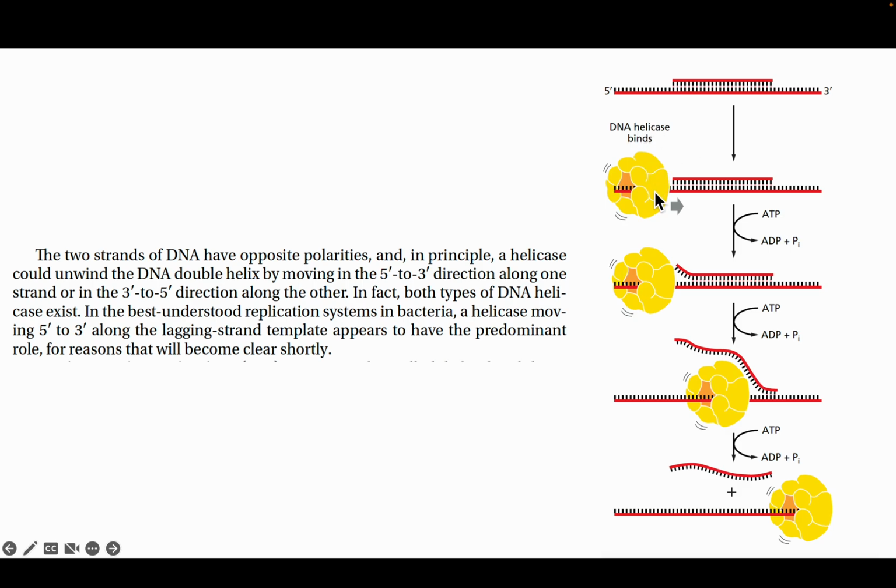So, DNA helicases will bind and help in unwinding the DNA, or slightly open up one strand from another. The two strands of DNA have opposite polarities, and in principle a helicase could unwind the DNA double helix by moving 5' to 3' along one strand, or 3' to 5' along the other. In fact, both types of DNA helicase exist. In the best understood replication system, in bacteria, a helicase moving 5' to 3' along the lagging strand template appears to have the predominant role.